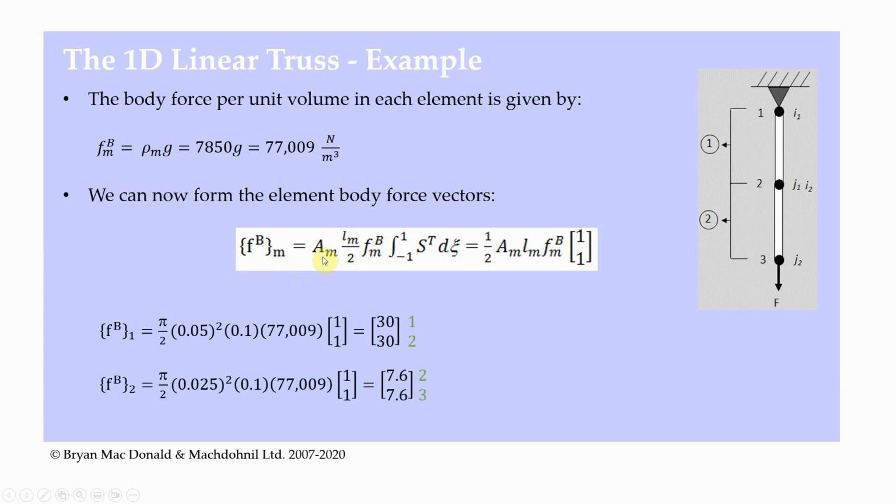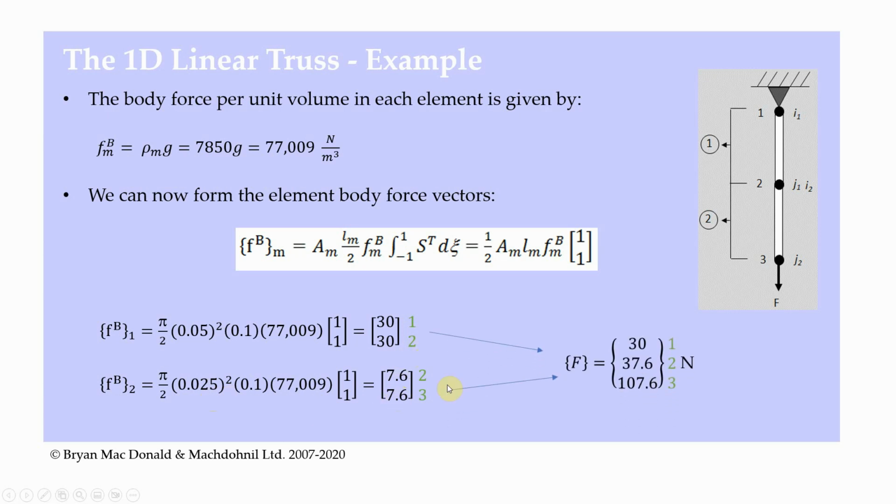Let's say for element number 1, it's going to be the area, which is pi r squared, times the length, which is 0.1. I've just taken the half out there, so I have 0.1 divided by 2, that's the L over 2. And then the FMB is the body force per unit volume I've just worked out, which is the 77,000. And that's split equally between the two nodes. If I work all that out for this element, I get 30 and 30. Similar for the other elements, the only difference being the different radius in the calculation of the area. And in this case, I get 7.6 and 7.6.